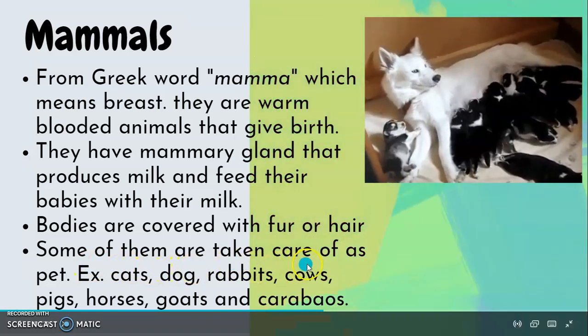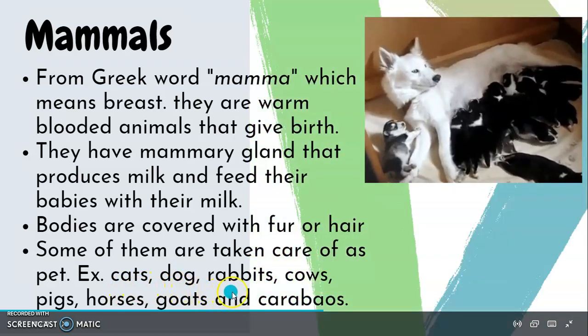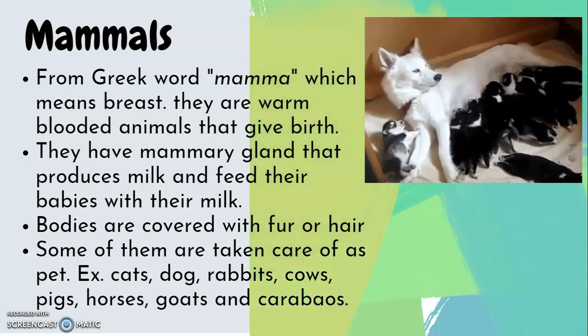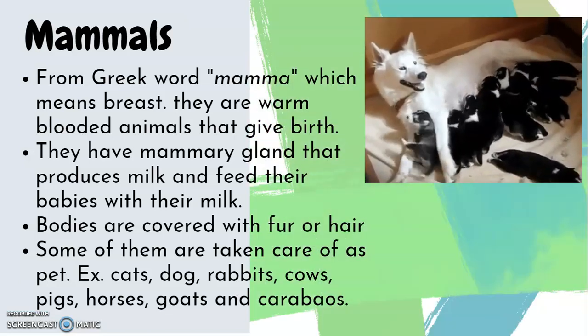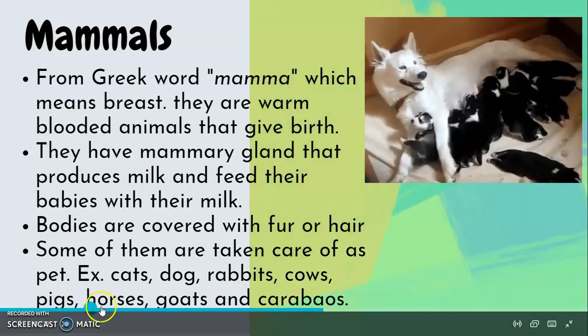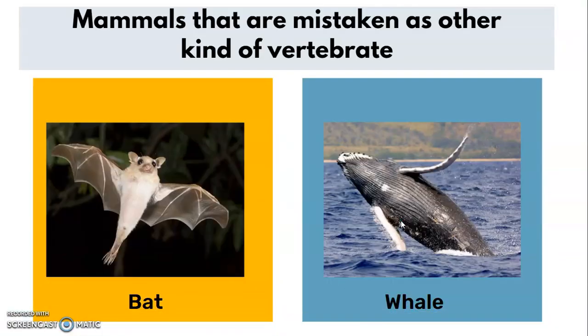Some of them are taken care as a pet at home, like cats, dogs, and rabbits. While other mammals are taken care to serve as food or pwedeng gamitin din sa pagtatrabaho katulad ng cows, pigs, horses, goats, and carabaos. But take note, there are some mammals that are mistaken as other kind of vertebrates. Ito yung mga mammals na madalas napapagkamalang ibang uri ng vertebrates, pero mammal sila.